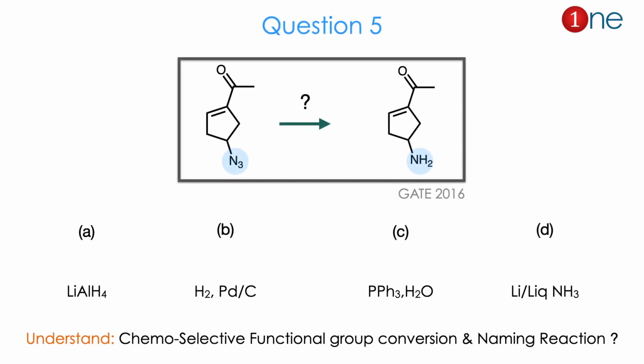Then question number 5. The starting material is a 5-member system attached with a ketone, which is in conjugation with a double bond. Then you are having acid. They have the product formation, amine. They ask you to find the reagents. The reagents are lithium aluminum hydride, palladium carbon reduction, phosphine and water, and lithium in liquid ammonia. So from the reactant to product, you might see chemoselective functional group conversion. The acid is converted into amine, and definitely one named reaction is involved here. The answer is C. Let us see how.